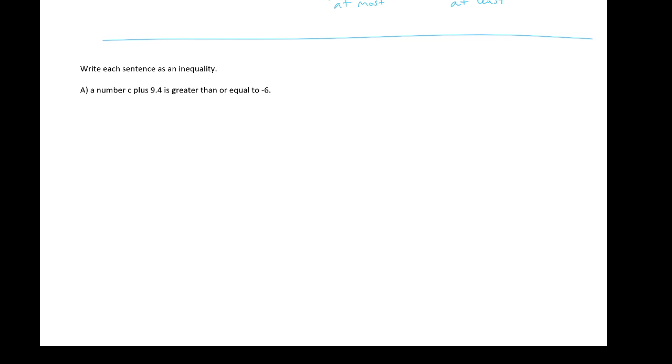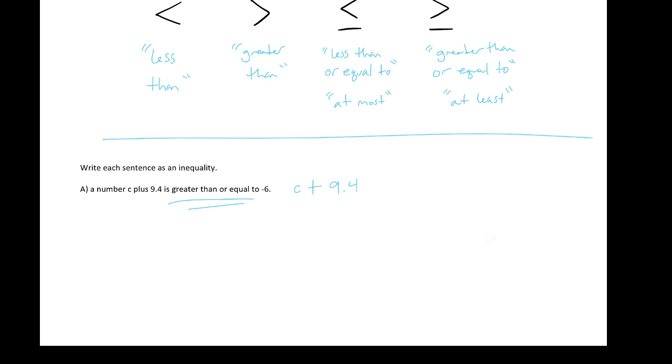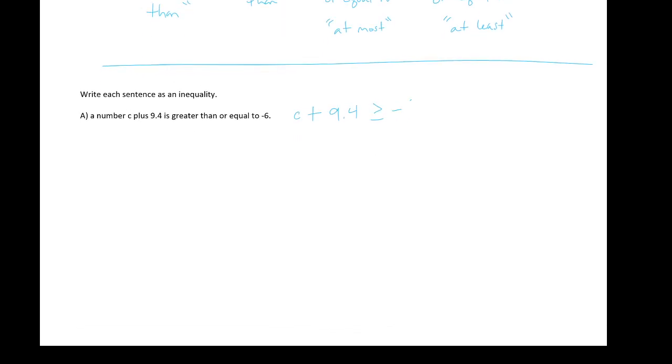C is going to be our variable. Again, it says plus, so we just use the addition sign, 9.4, and it says is greater than or equal to. So going back up, greater than or equal to is this symbol here, the last one that we had. And then all we do is write -6. There we go.